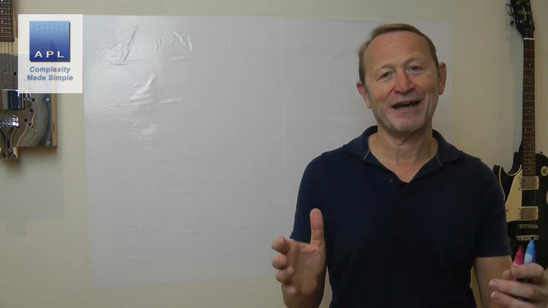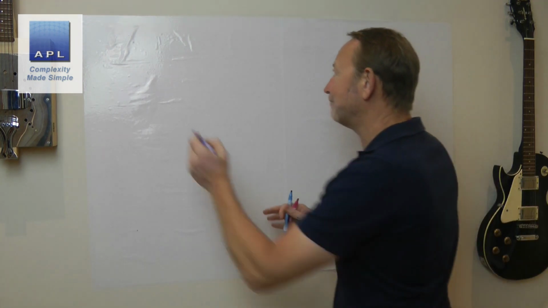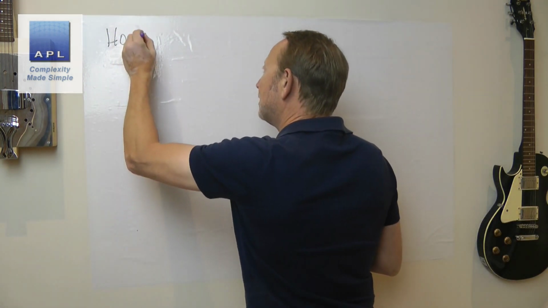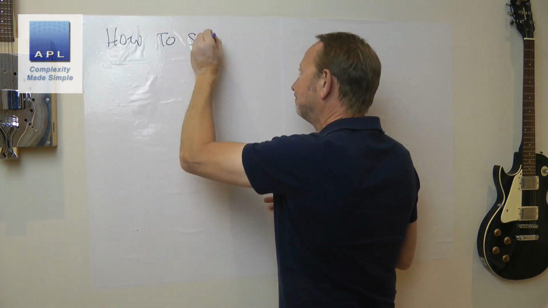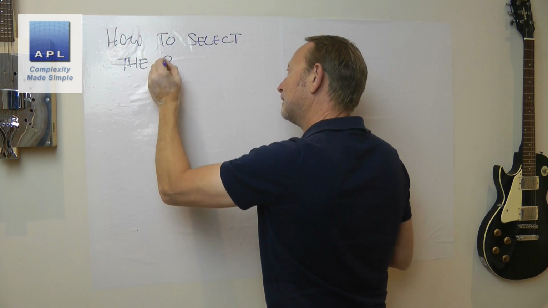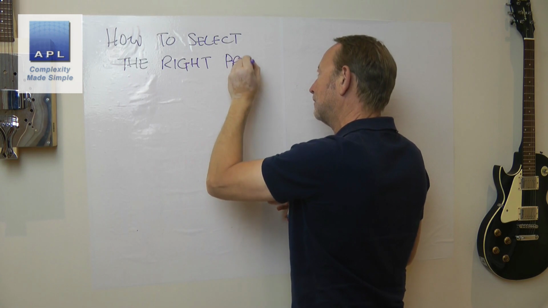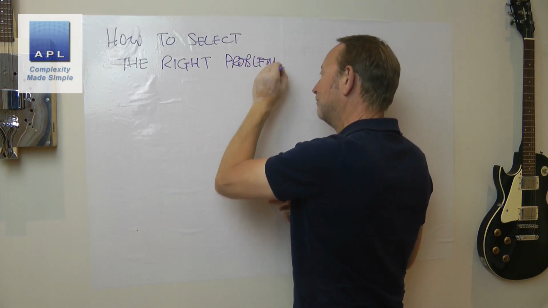is how to select the right problem solving method. And really what this is all about is whether it's about tools, whether it's about process, or whether it's about principles. So let's have a look. How to select the right problem solving.